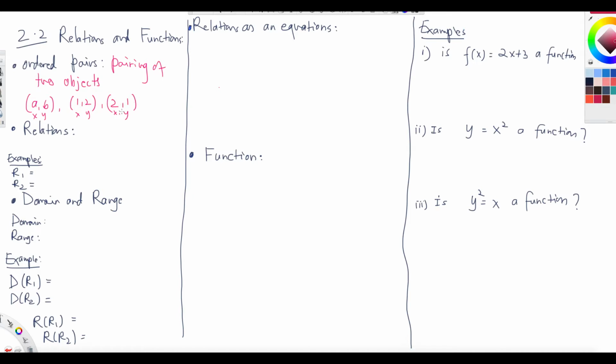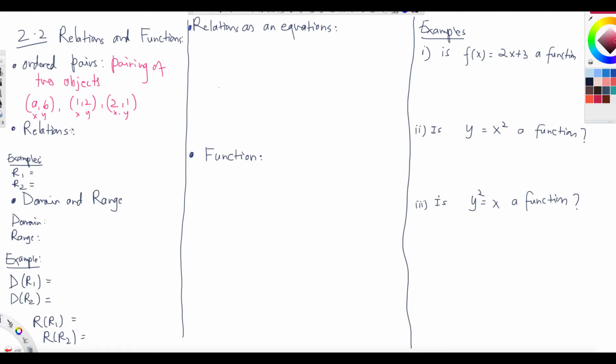This is a different ordered pair because both of them have 1 and 2, but the order is different, right? Because here 1 appears as X and 2 appears as Y. Here 2 appears as X and 1 appears as Y. They are two different ordered pairs. So an ordered pair is basically a pair of two numbers or two objects, okay?